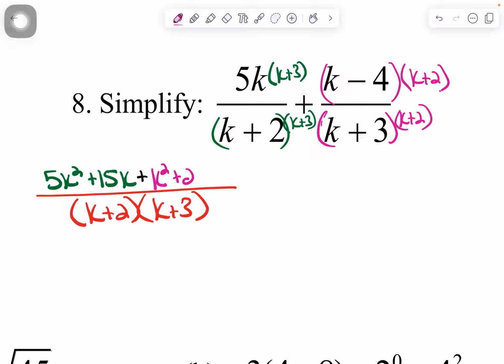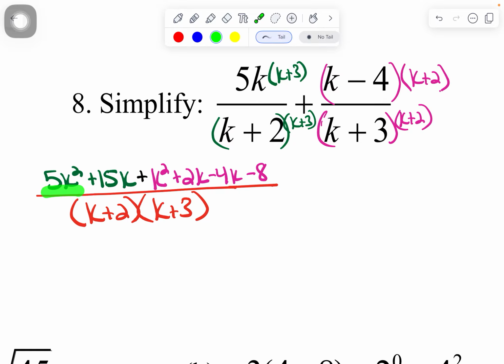K times 2 is going to be plus 2k. Negative 4 times k, so minus 4k, rounded over fraction. I'll have to fix that in a second. And then negative 4 times 2 is going to be negative 8. All right, so I ran out of the fraction bar over here. There we go. So for that numerator, I would like to combine any and all like terms and just clean it up in general. So let's see what I've got.